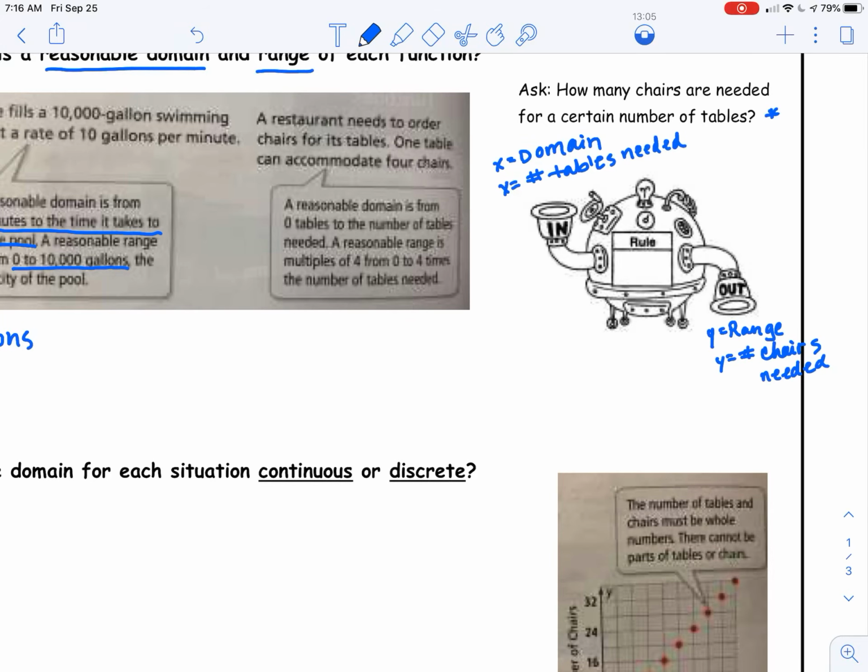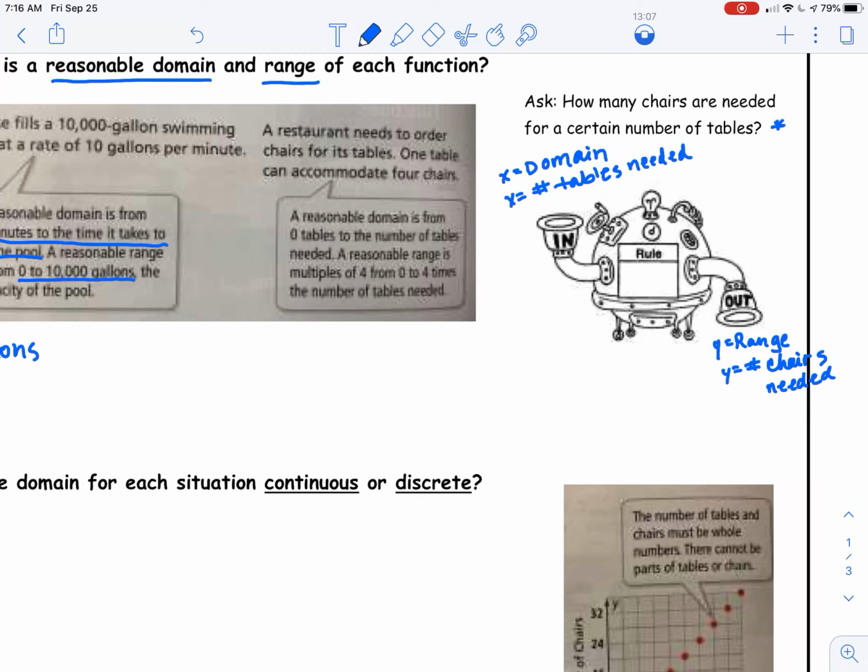So what's the reasonable domain and range? Well, what they're asking here is what could X be and what could Y be? What's reasonable? Like I'm not going to say a -5. -5 can't ever be X in this problem because you can't have a negative number of tables, right? What does that mean? Are they buried underground? No. It means 0 is the least amount of tables that you can have. I could have no tables. So my reasonable domain for X could be 0 up through the number of tables I need.